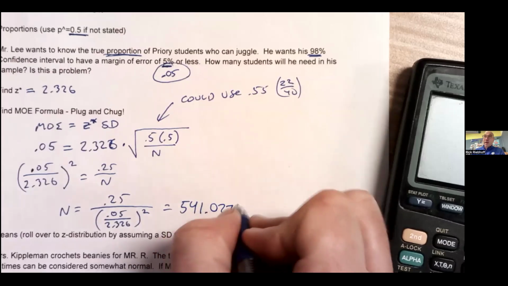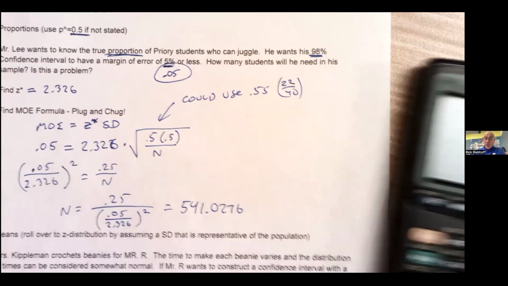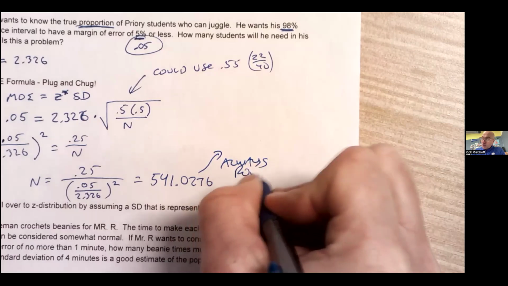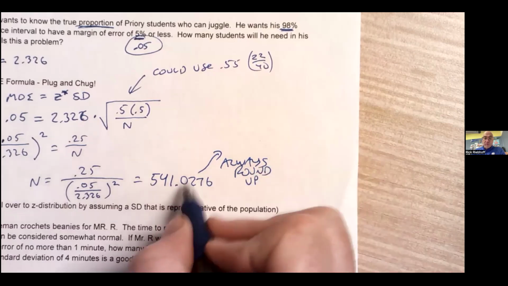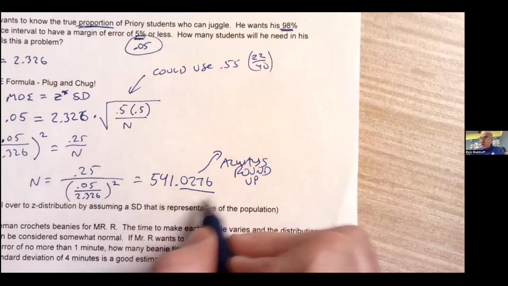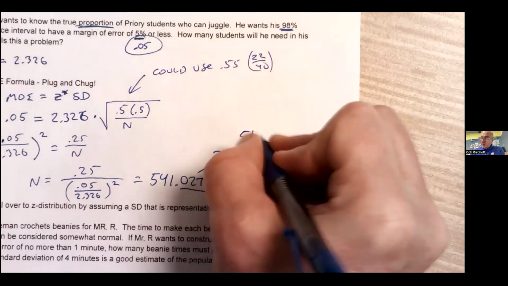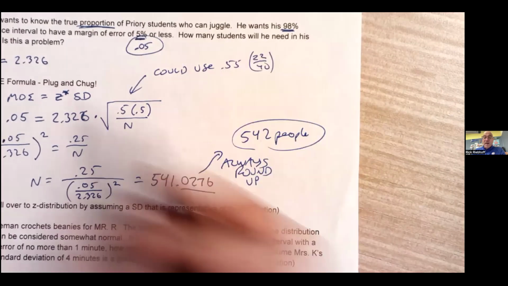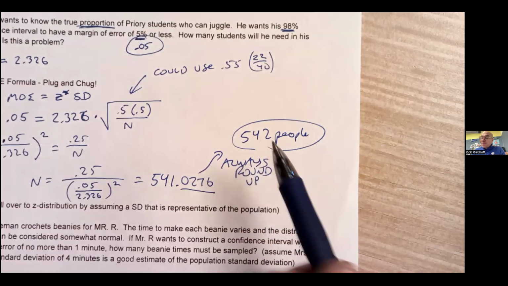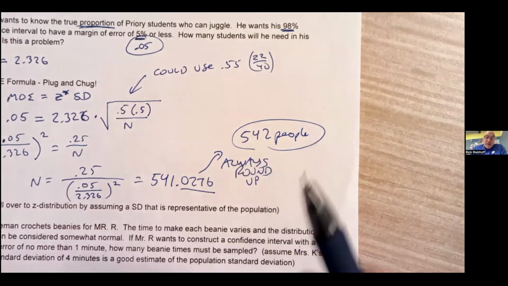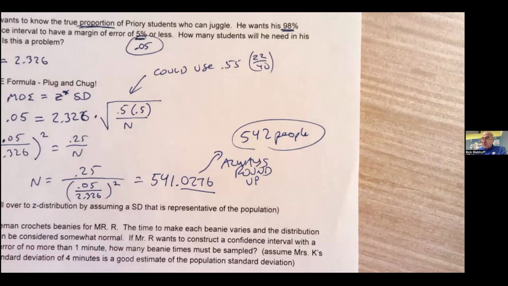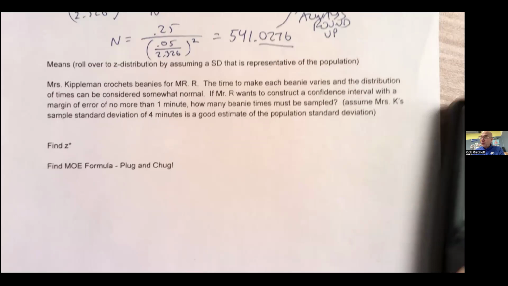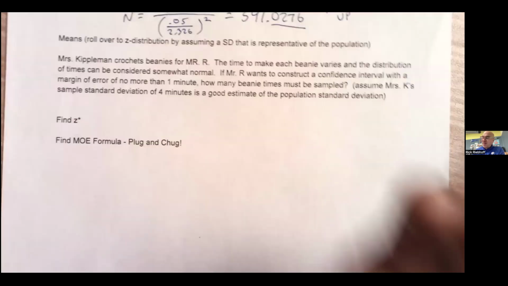541.0276. Now, ordinarily in real life, we would round that down to 541, but what do we do? Always round up. If there's anything here at all, we round up: 542 people. What's the problem? How many students will he need? He will need 542 students. That's more than the number of students we have, and that's more than 10% of the population, so we'd have a problem with our independence rule for sure. We just don't have enough people.